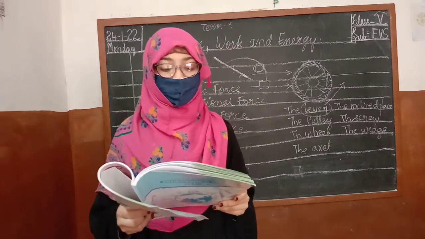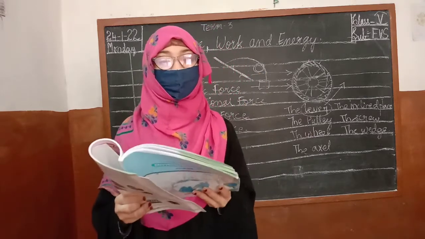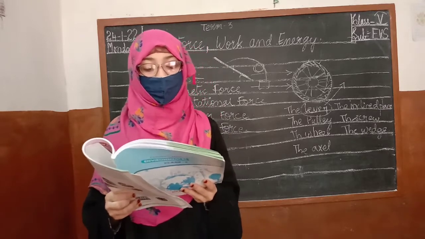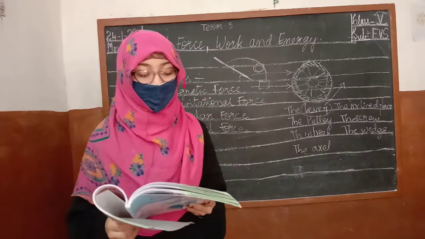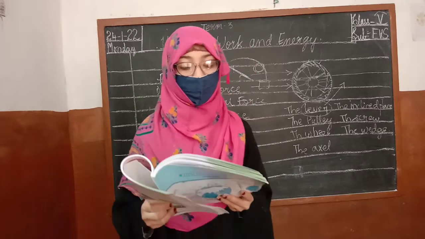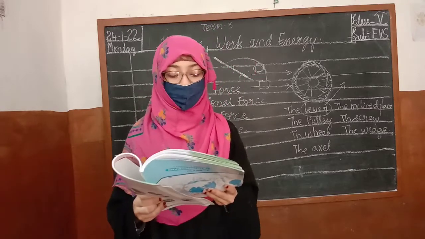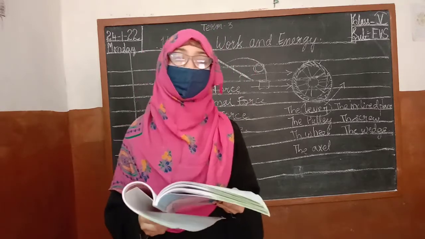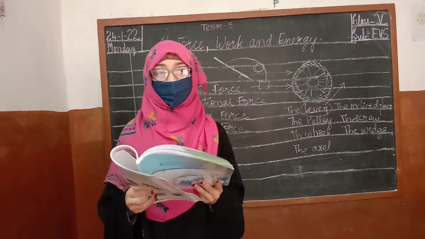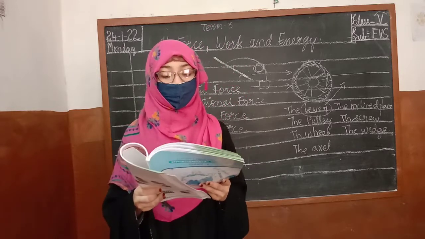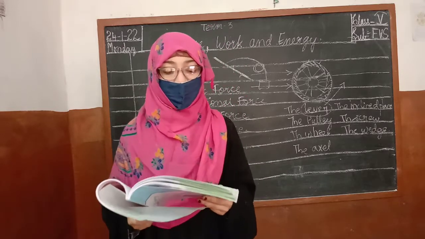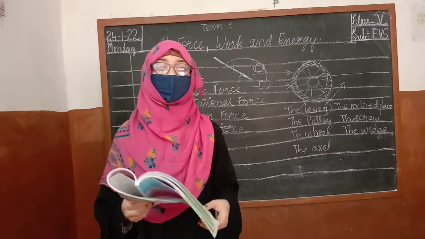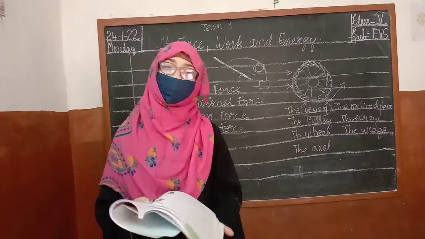Now, wheel and axle. A wheel and axle consists of a wheel mounted rigidly upon an axle or a drum. The larger wheel rotates around a smaller wheel. Examples are bicycle wheels and the steering wheel of a car. What is the example given? The bicycle wheels and the steering wheel of a car. The larger wheel rotates around a smaller wheel.